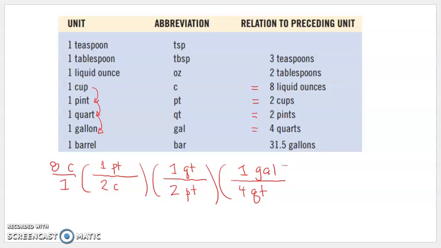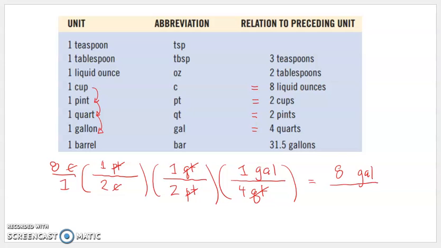Now let's multiply all of those fractions. Let's look at our units first. A cup on the bottom, a cup on the top. Pint on the top, pint on the bottom. They cancel. Quart on the top, quart on the bottom. They cancel. Just like an X on the top and X on the bottom, the X's cancel. And what I'm left with is 8 times 1 times 1 times 1, which is just 8. The only unit I have left is gallons.